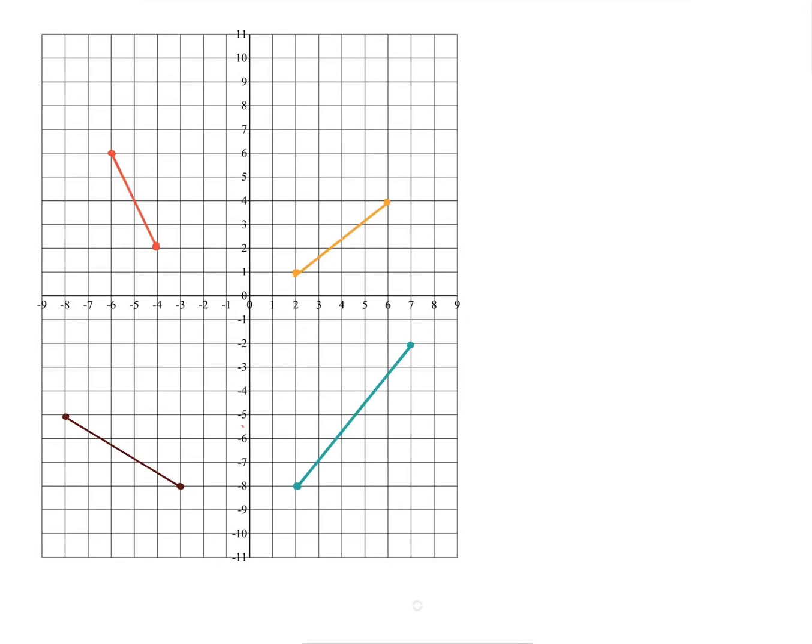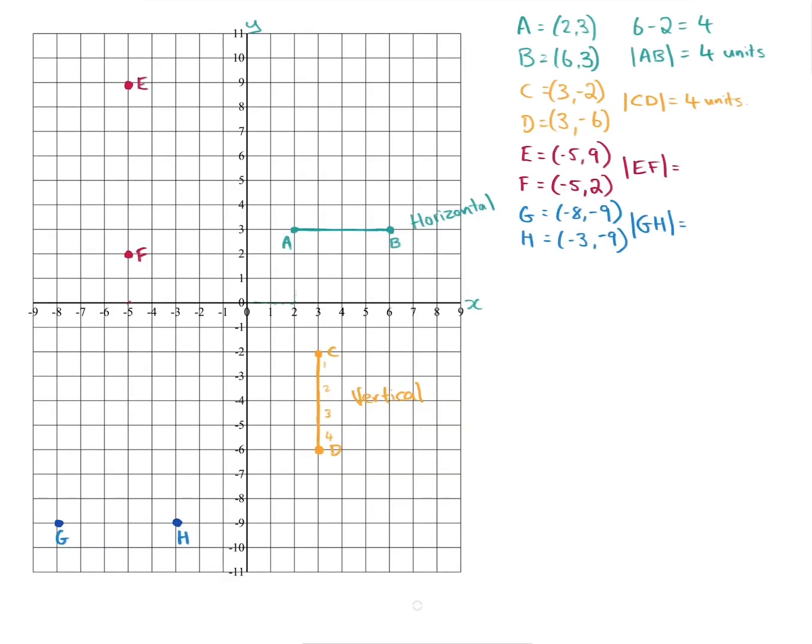Hello, and welcome to this video where we are going to go over how to calculate the distance between 2 points. Or you can also say how we're going to calculate the length of a line. Okay, so in the last video, we were calculating the length of a line, and let me just see if I can bring that up.